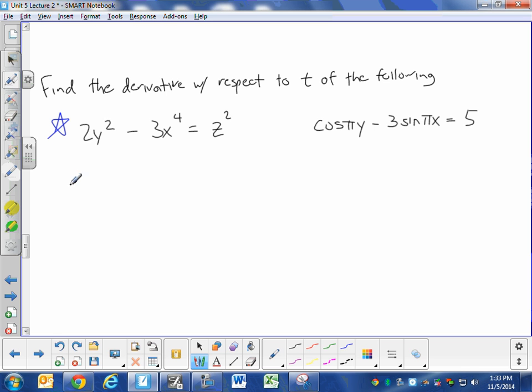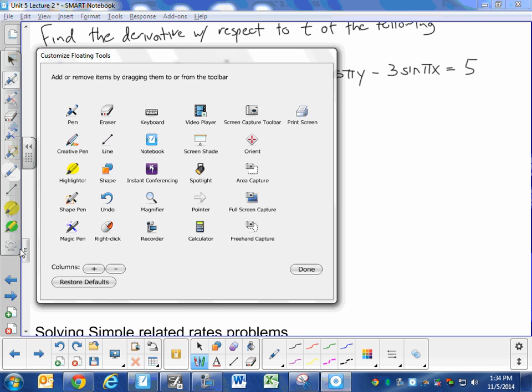Yep, you're just going to leave it like that. Well, I mean, maybe, but you get 4y dy/dt minus 12x cubed dx/dt equals 2z dz/dt. So basically, you take the derivative and then put whatever variable it is on top next to the d. Yes. Okay. That's the simplest way to explain it, I guess.